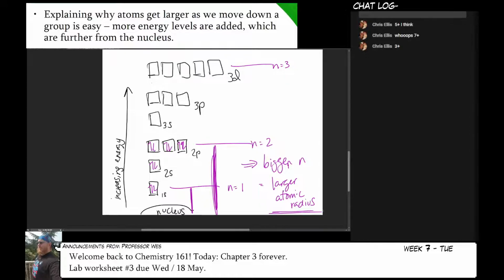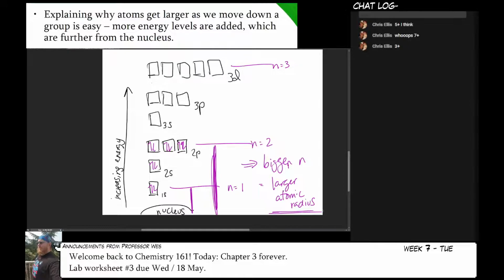And that should be very apparent. Oh, my electrons are further away. They have to be. I can't cram that many electrons in a tiny space because they all repel each other, right? Therefore, the more electrons that I have that fill more shells, the bigger my atom gets. Cool, we can understand that part.